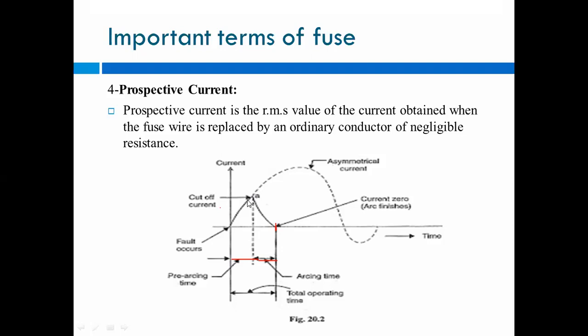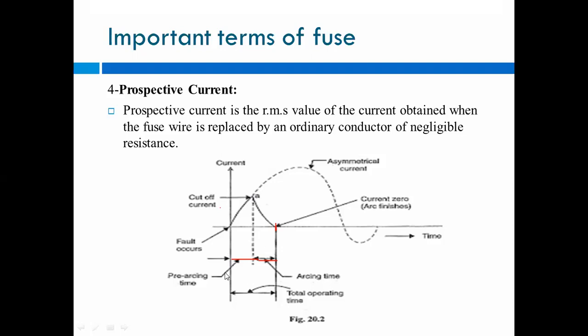And after that, when your conductor starts melting, there will be the production of an arc, because immediately these two contacts get separated. The arc will be there, and after some time that arc will finish. So it is nothing but the current 0, which means the current flowing through the circuit will become 0. This is called the current 0 point.